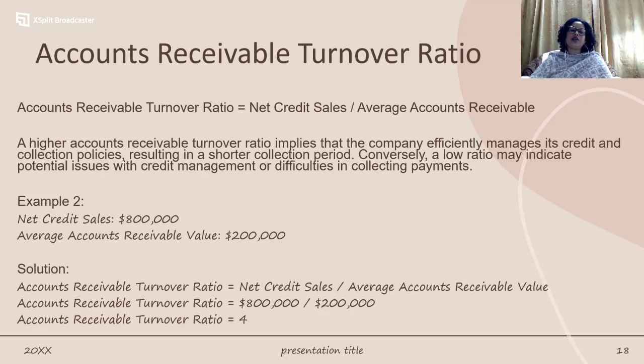So, your net credit sale is 8 lakh, average accounts receivable value is 2 lakh. So, accounts receivable turnover ratio is net credit sale divided by the average accounts receivable value, that is 8 lakh divided by 2 lakh, which ultimately comes as 4. Students, can you hear me?